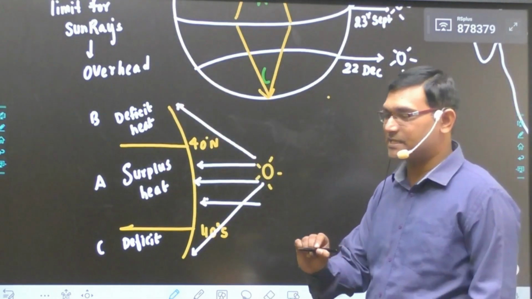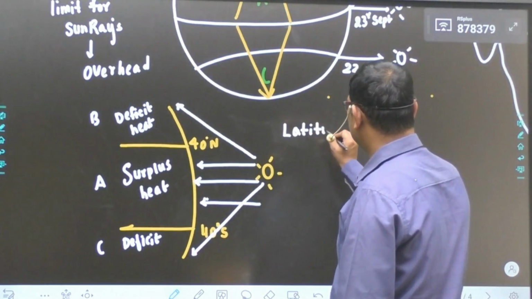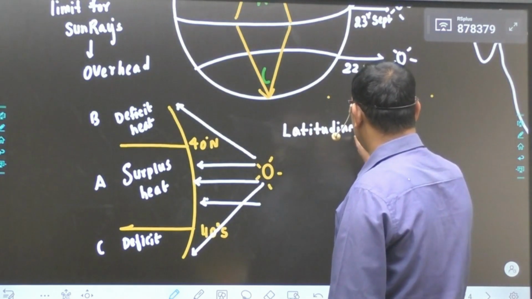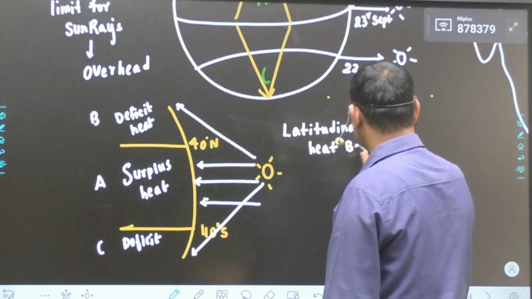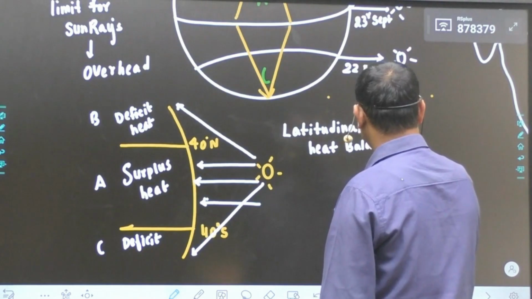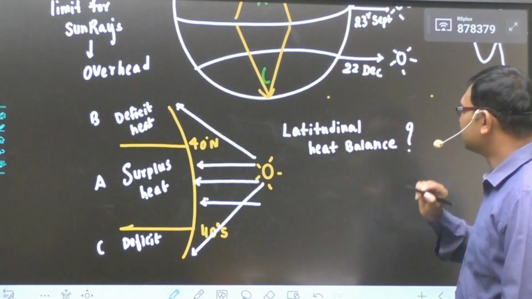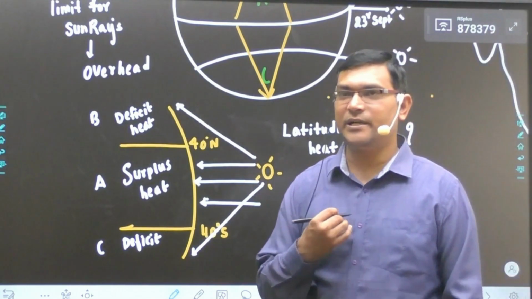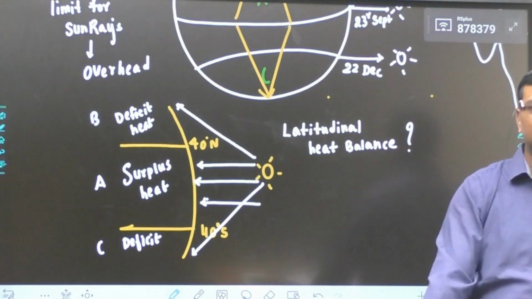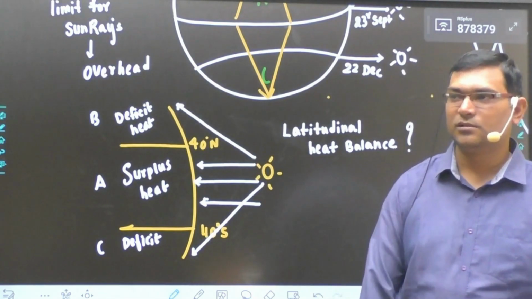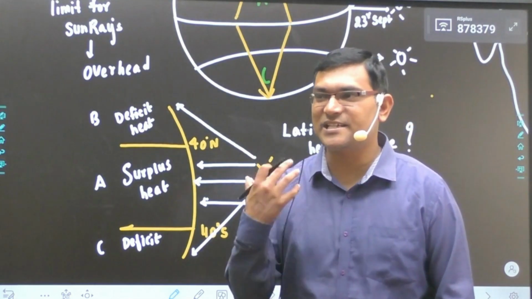Now tell me how this deficit and surplus is balanced. That is called latitudinal heat balance. Heat balance, it is called. How to balance this latitudinal heat balance? How does the latitudinal heat balance take place? Just now I told you. You told me the answer. You all told me online.